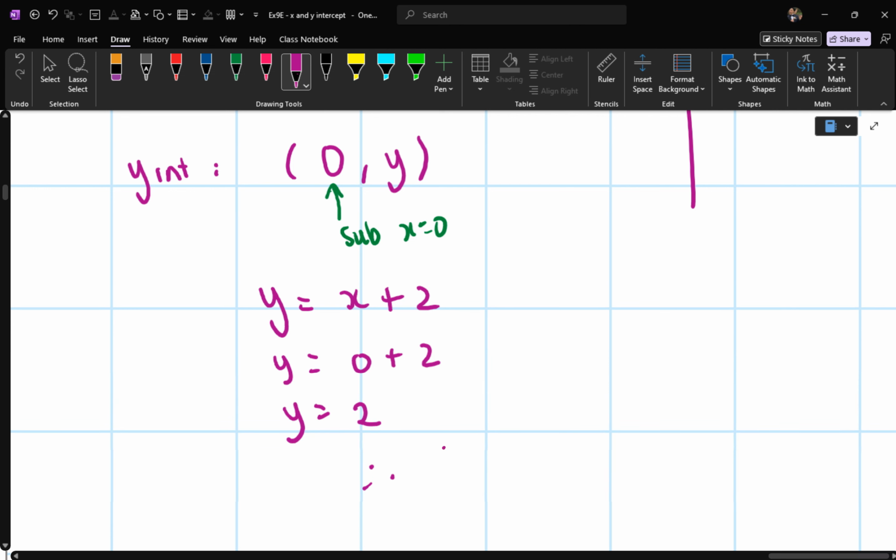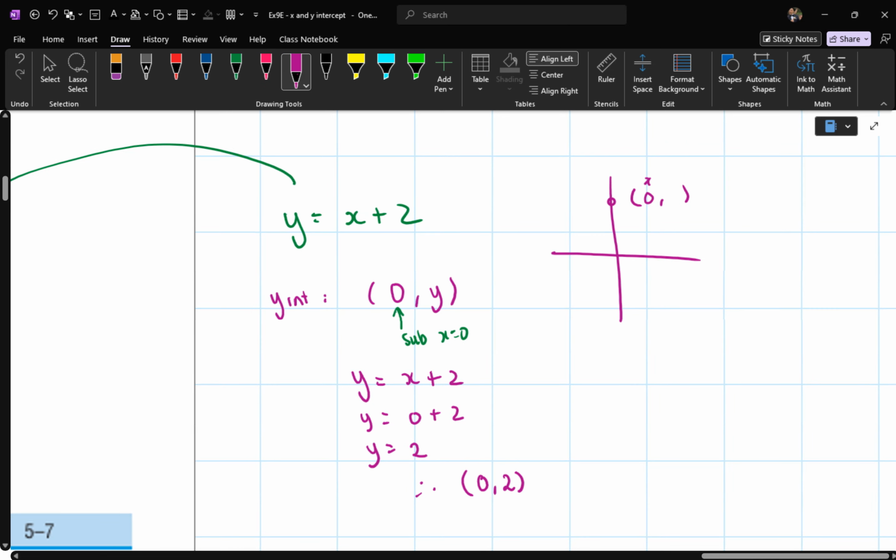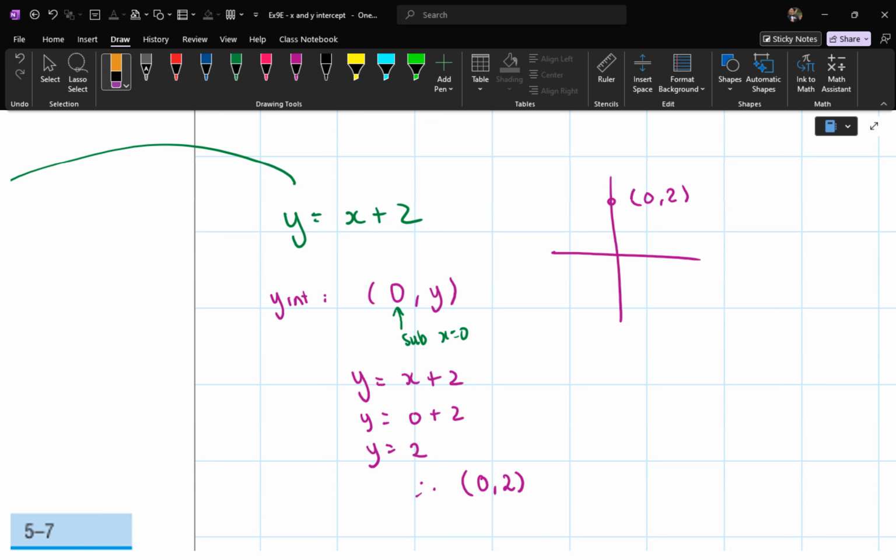So what does that mean? That means that when x is 0, the y coordinate will be 2. So there we go, (0, 2). That's my y-axis intercept, okay? Now you only need one more point to sketch this line.